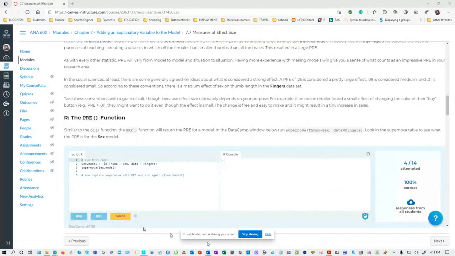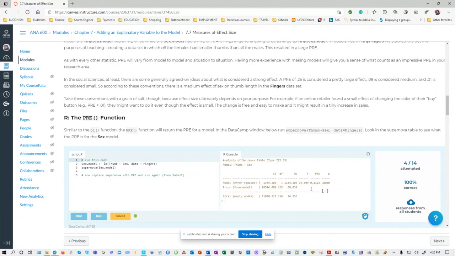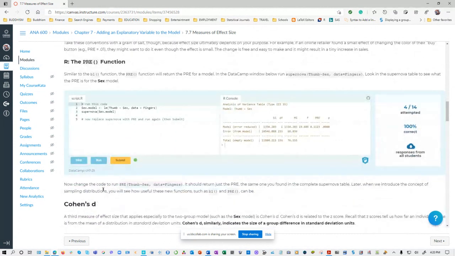You can easily get that by running PRE. Similar to the b1 function, the PRE function will return the PRE for a model. In the DataCamp window below, run supernova, and look in the supernova table to see what the PRE is for the sex model first. Let's run this and see what PRE would be for the fingers data. Okay, 0.11.